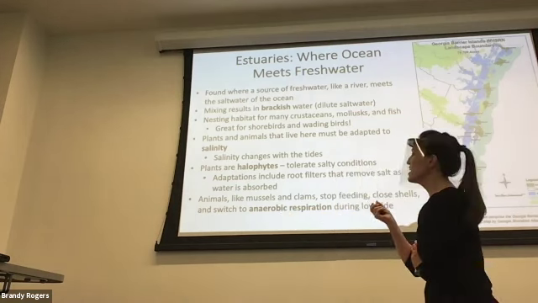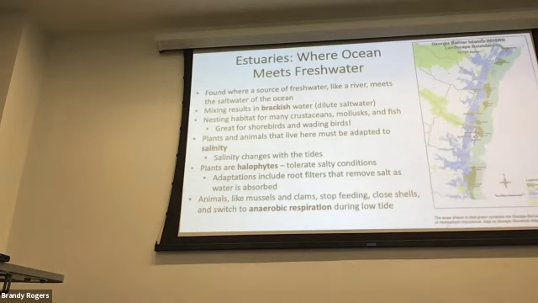So I want you guys to think about what's going on. If you are at the mouth of a river that's meeting the ocean and the tide comes in, what is happening to the salinity level right there at that estuary? It's increasing, right? Why? Yeah, because the tide coming in is ocean and the ocean is salty, right? So the salinity is going to increase when the tide comes in. So what happens when the tide goes out?